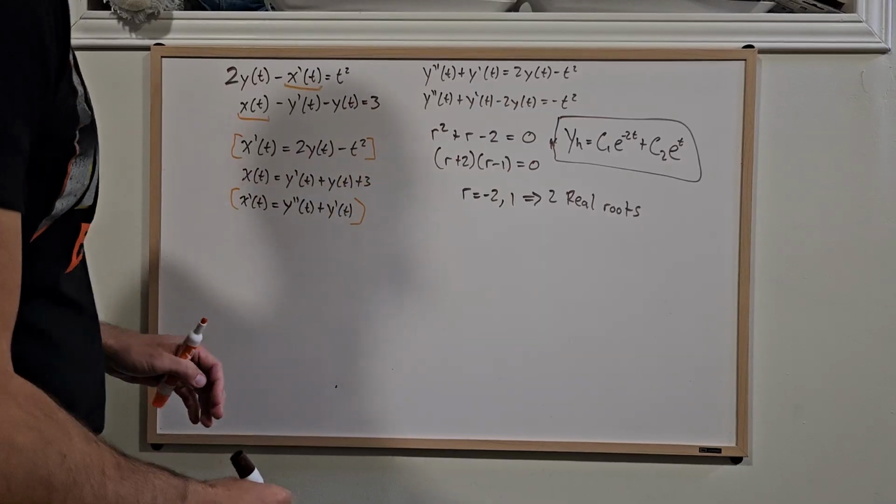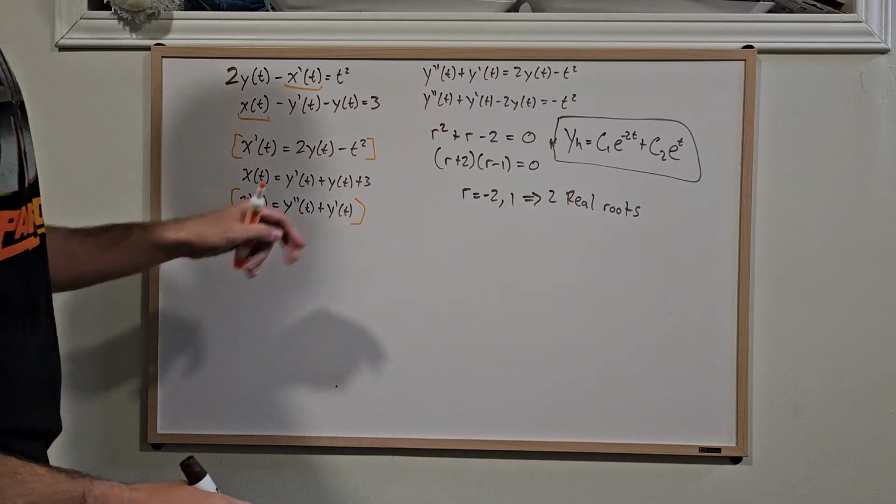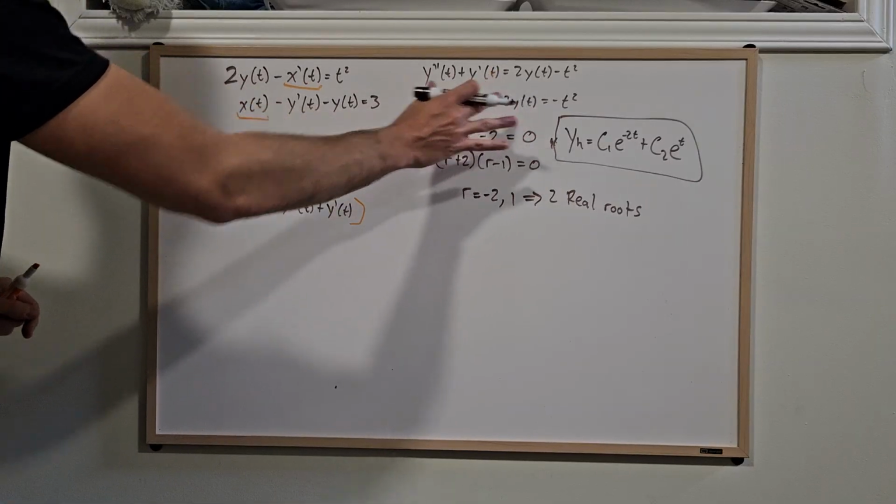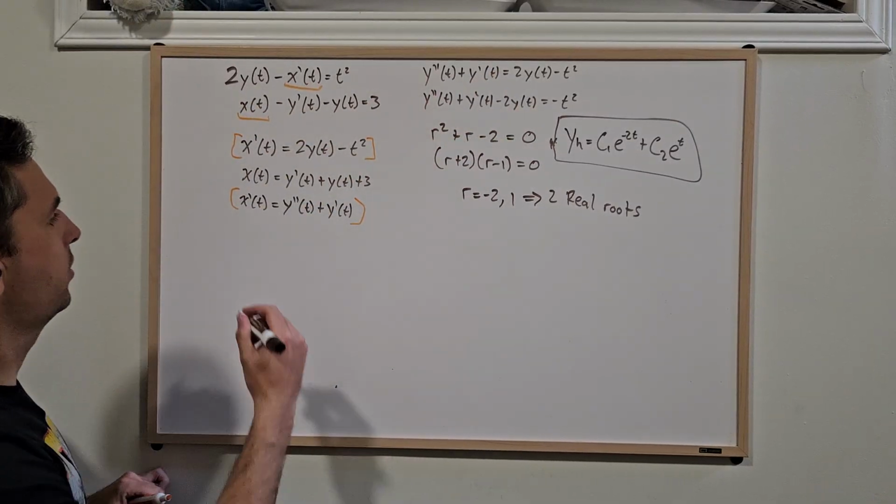Okay, to get the particular solution, we're going to be dealing with this right-hand side here, the negative t squared. Okay, so I'm going to take this formula, I'm going to copy it down over here.